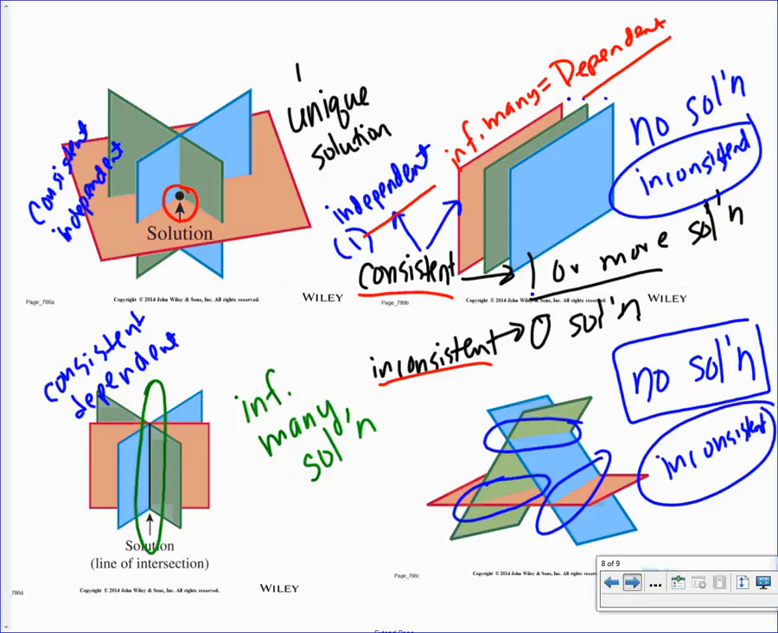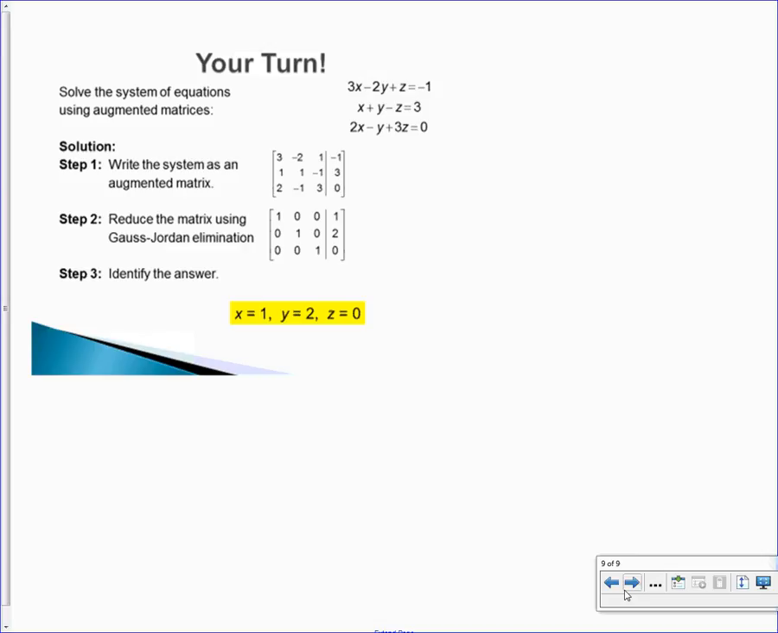Okay, so lastly we're going to do an example together. So we're going to work with the system 3x minus 2y plus z equals -1, x plus y minus z equals 3, and 2x minus y plus 3z equals 0. We already have the solution here. What I want to focus on is I'm actually going to show you how you get from step 1 to step 2, because that's where the most work has to happen. So first I have my augmented matrix.